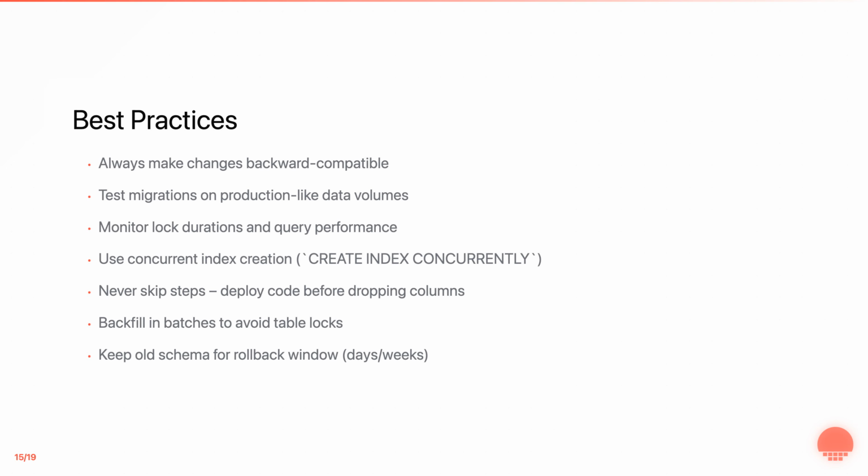Here's what this all boils down to. Backward compatibility is non-negotiable. Every change needs to work with both old and new code running simultaneously. Test on real production volumes, because migrations that fly on dev data will choke on billions of rows. Watch lock durations like a hawk. Use concurrent index creation religiously. It's slower but non-blocking. And never drop columns until the old code is completely gone. Keep that old schema around for at least a week so you've got a rollback path if things go sideways.